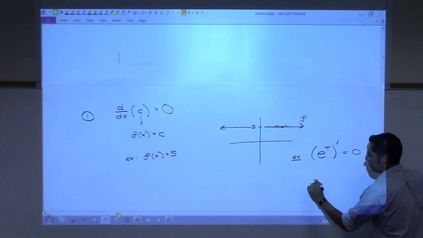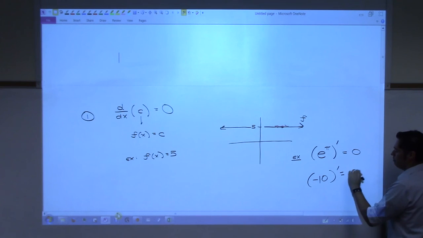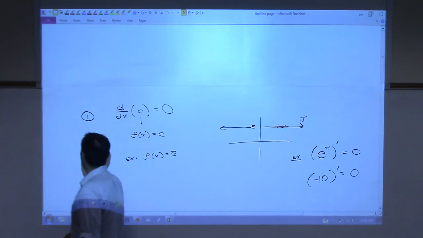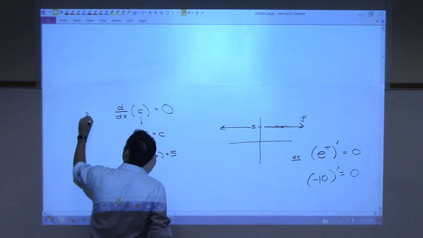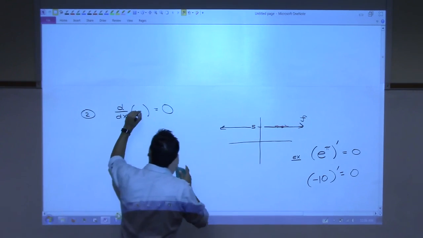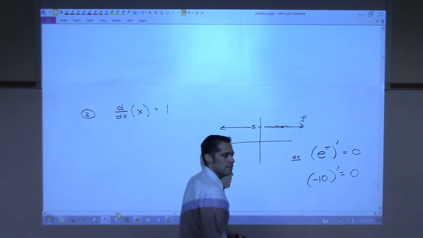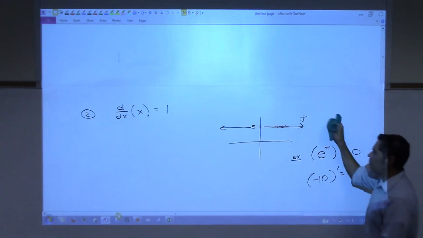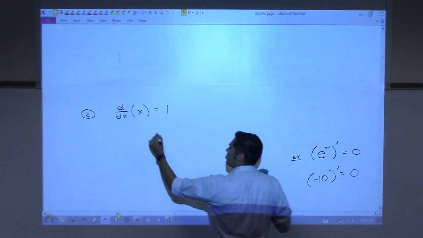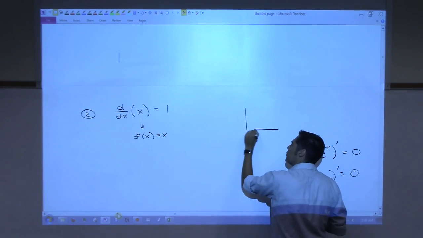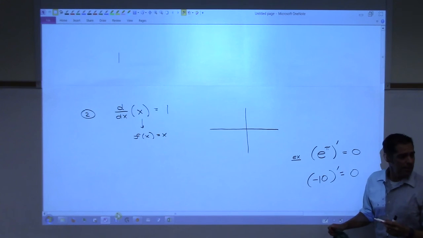What's the derivative of negative 10? 0. Anytime you have a constant by itself, the derivative is 0. And that's it. That's the first rule. Easy does it. Now the second rule is, what is the derivative of x? And if you look in the notes, it says 1, right? It says 1. Let's try and verify this using the geometric concept here. If I were to graph this as a function, f of x equals x, that's one of the important functions from college algebra called the identity function.